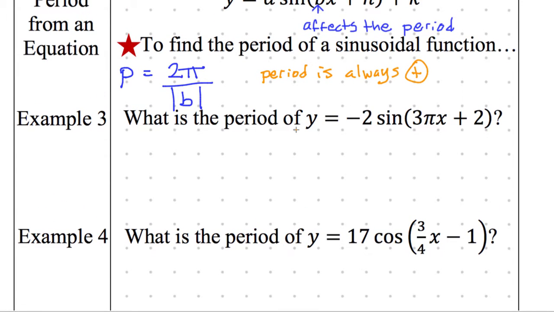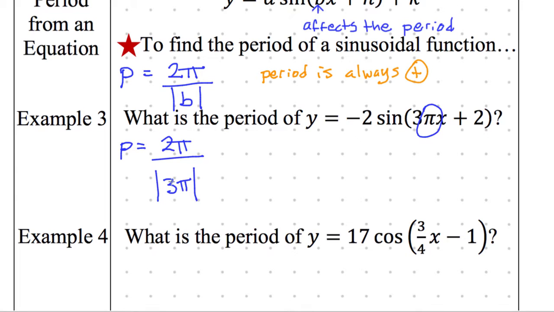All right, so I'm going to write my formula. P is equal to 2 pi divided by absolute value of b. Oh, and she already gave us b. Rochelle said b is 3 pi because that's the number attached to x, so 3 pi. Absolute value of 3 pi is just 3 pi.